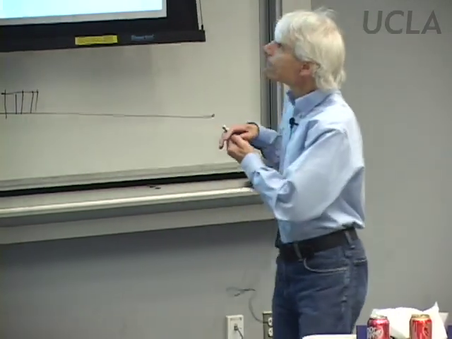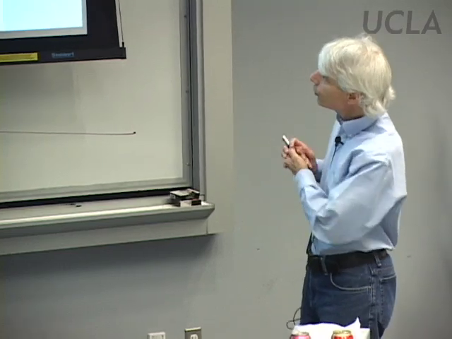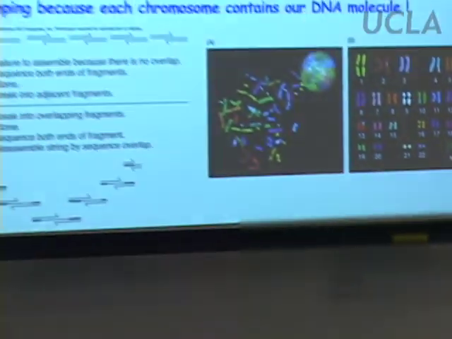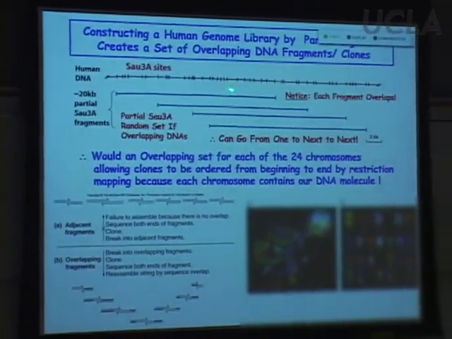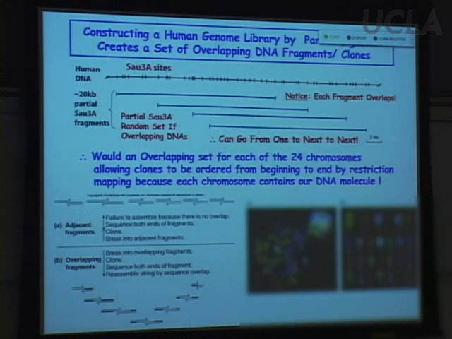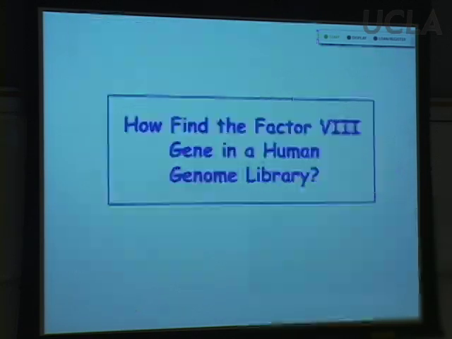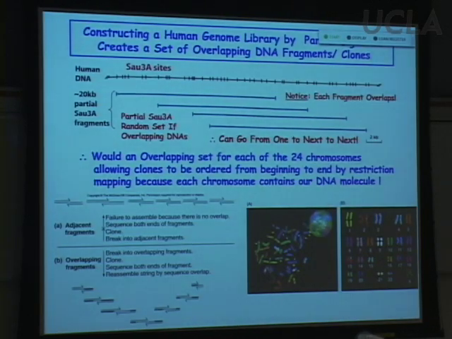So here we go. Here's a piece of the human genome. Here are our overlapping DNA fragments. Notice that this fragment has part of that fragment, that, so on and so forth. And so I can use this, as you can see, in order to get an overlapping set of sequences that represents the entire human genome. Okay, let me go back. So that's how it's done. Is that clear? So now, we made our genome library.